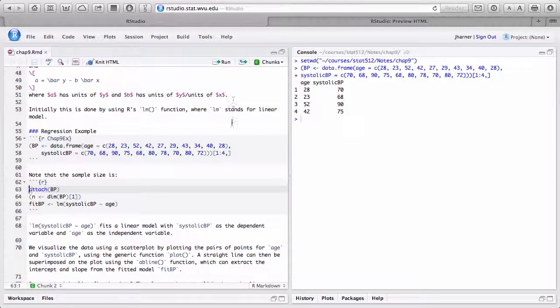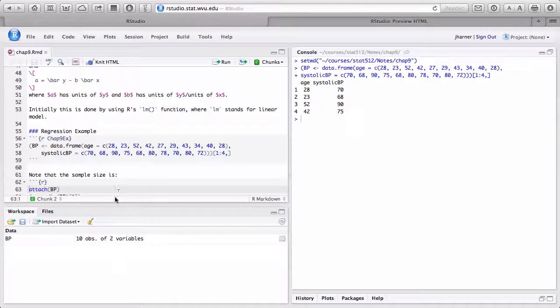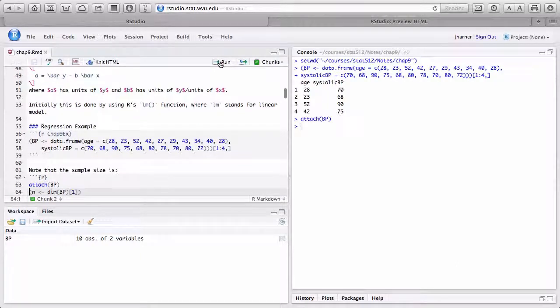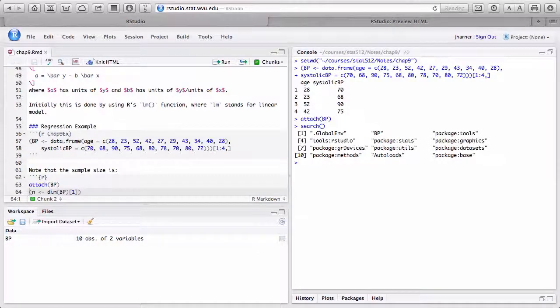And I'm going to sort of bring this up. So there's BP now, and I'm going to attach BP. Now, by attaching BP, what did it do? Well, if I go over here and say search, then BP is actually in the search path.